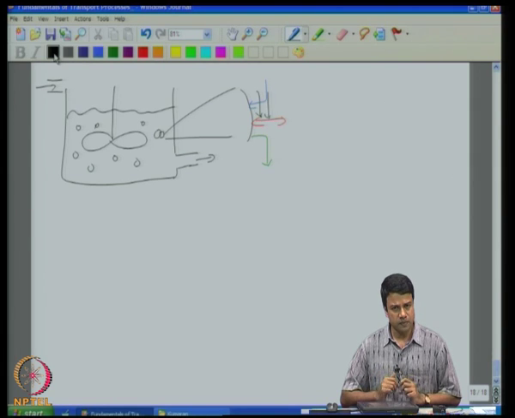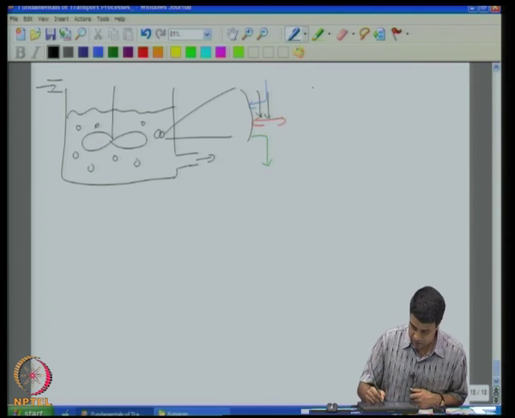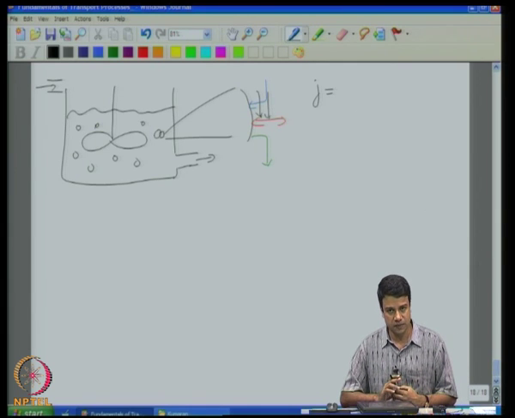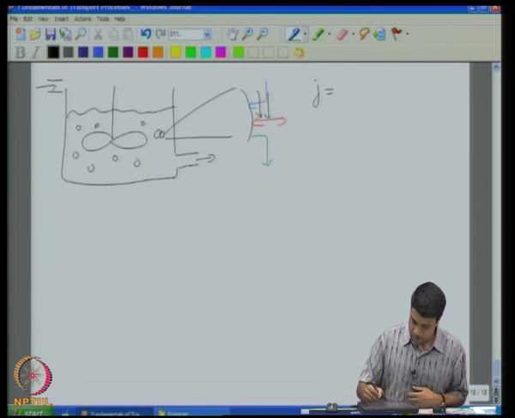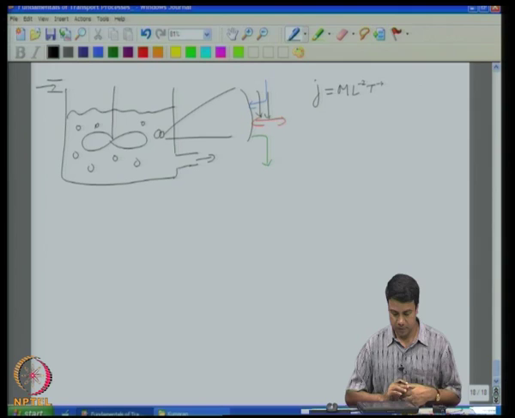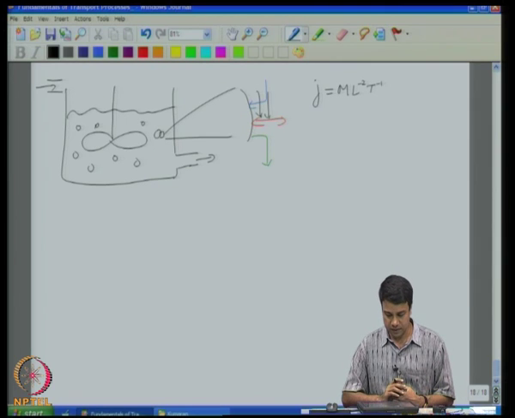However, that depends upon things like the number of catalyst particles and so on. So, if you want to get an intensive quantity, something that is not dependent upon the total size of the system, then it is better to work with the mass flux. J is the mass flux, and the mass flux has dimensions of mass transported per unit area per unit time.